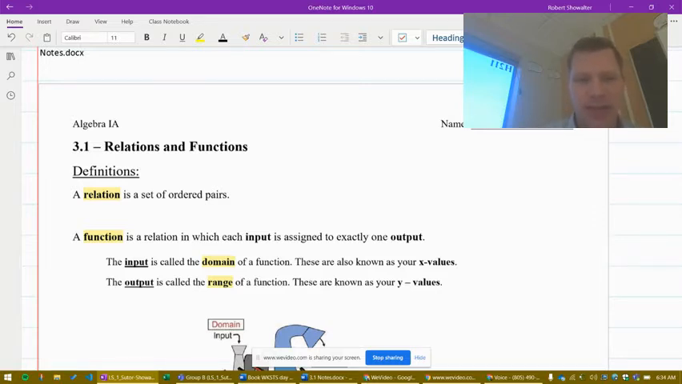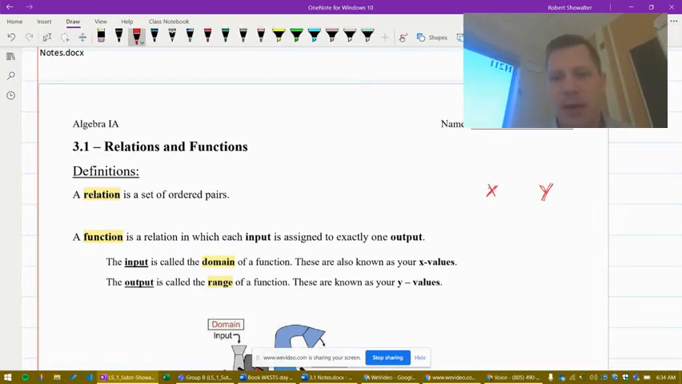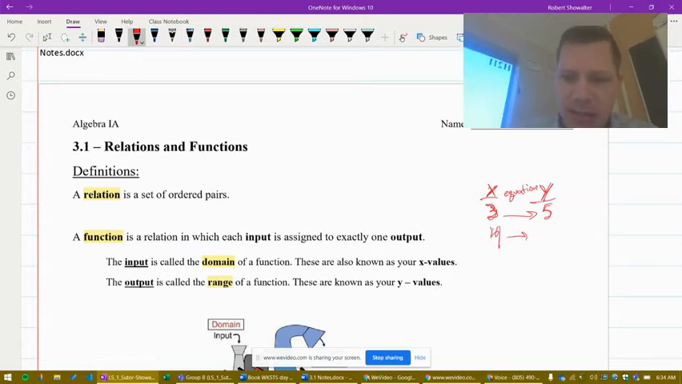A function is a specific kind of relation where each input is assigned exactly one output. Inputs, typically in math, we've been talking about x's and y's. So if we have an x of 3, when you put it into a function or an equation, you do some calculations to it and it spits out one number, say 5. If for each value of x you get only one specific number, then we give it a special name called a function.